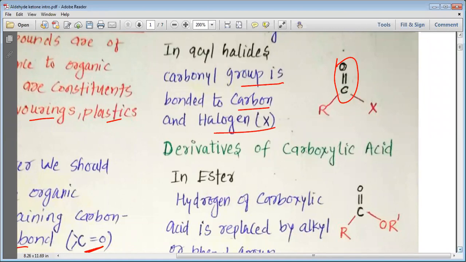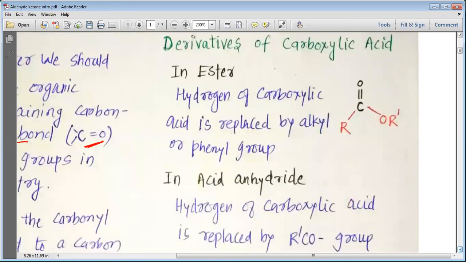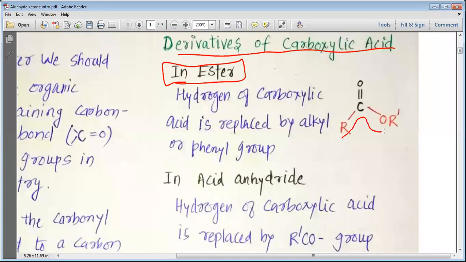Now we are going to study a few derivatives of oxalic acid, my dear students. Let us study the derivatives of carboxylic acid. I'm sorry, I said oxalic acid. I'm really sorry. The derivatives of the carboxylic acid. The first derivative of the carboxylic acid is ester.